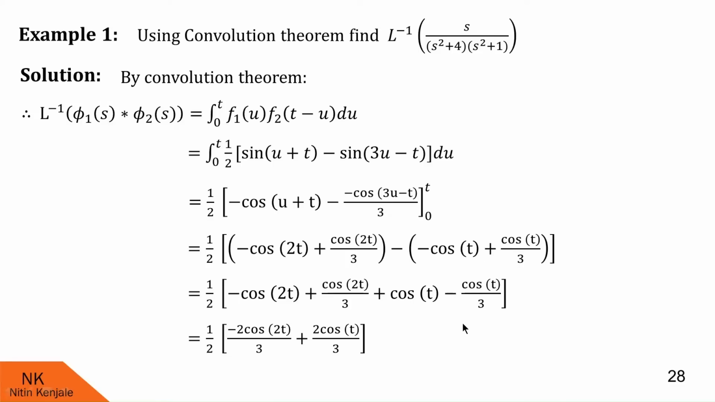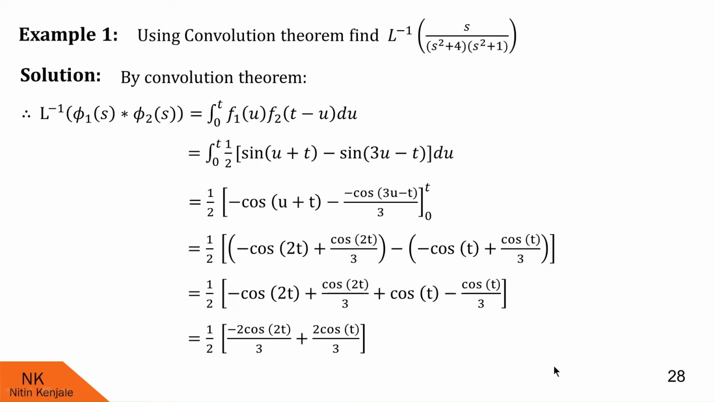Further simplifying, we get this. Minus cos 2t plus cos 2t by 3 is minus 2 cos 2t by 3, and cos t minus cos t by 3 is 2 cos t by 3. So this is the inverse Laplace transform of the given function, and this answer is obtained using the convolution theorem. I hope, guys, you understood this very first example.